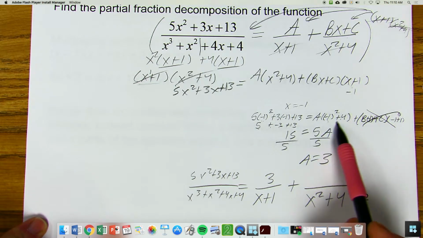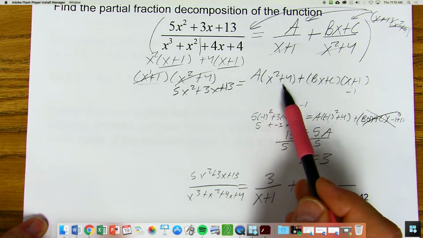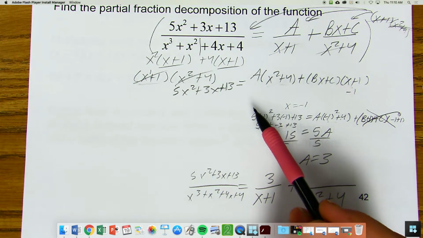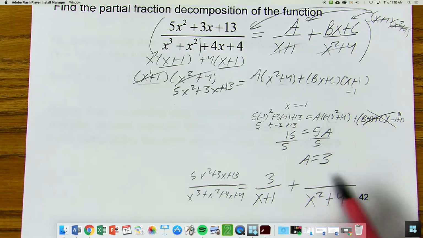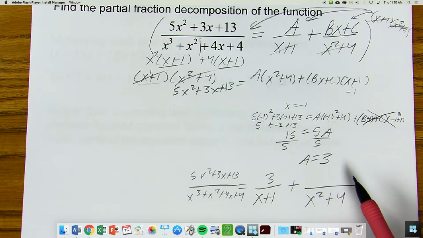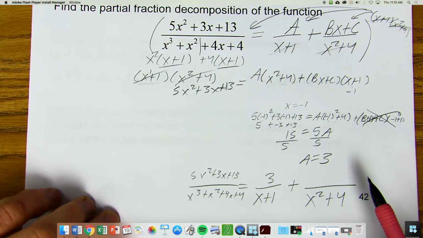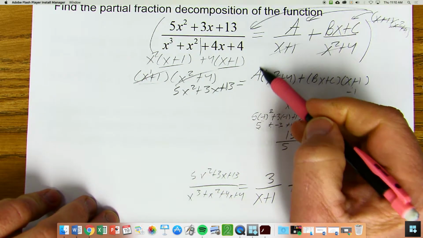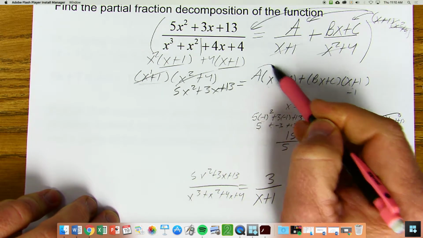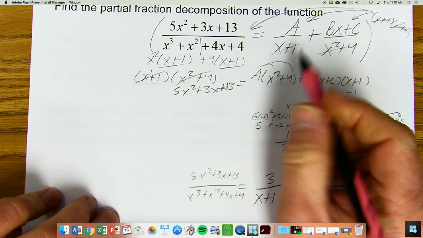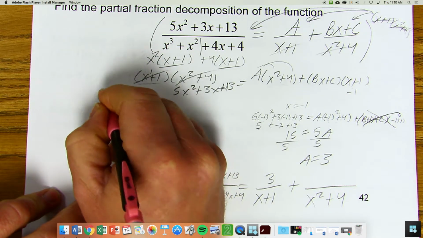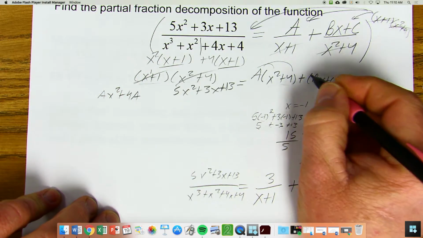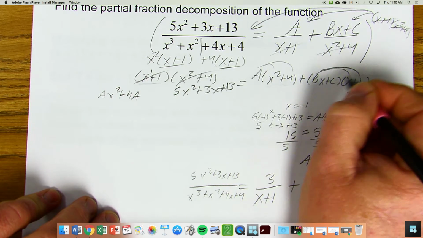Unfortunately, x squared plus 4, the only thing I can plug into x here to make the 0 are imaginary numbers, and we don't want imaginary numbers down here. So the only other option now is to go to solving with a system of equations. So remember, at this point in time right here, we distribute in the a. That gives us ax squared plus 4a. We distribute these guys in.